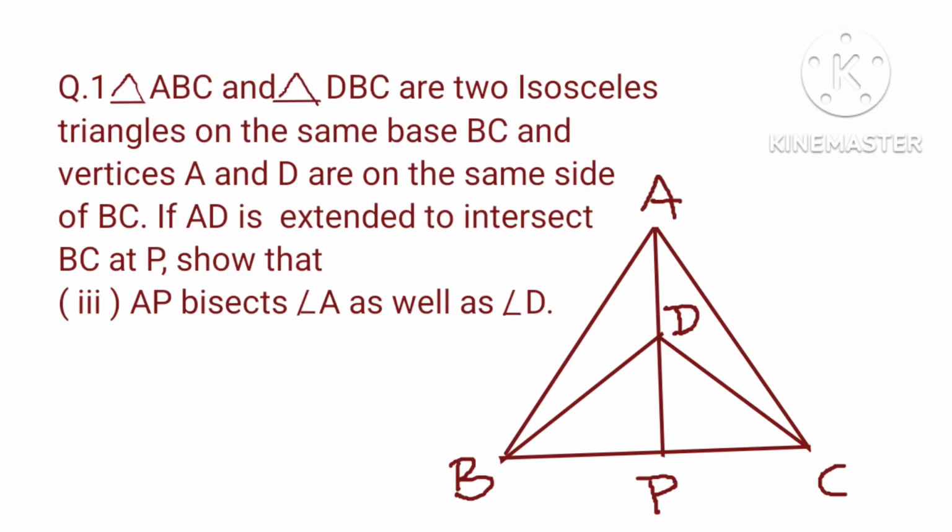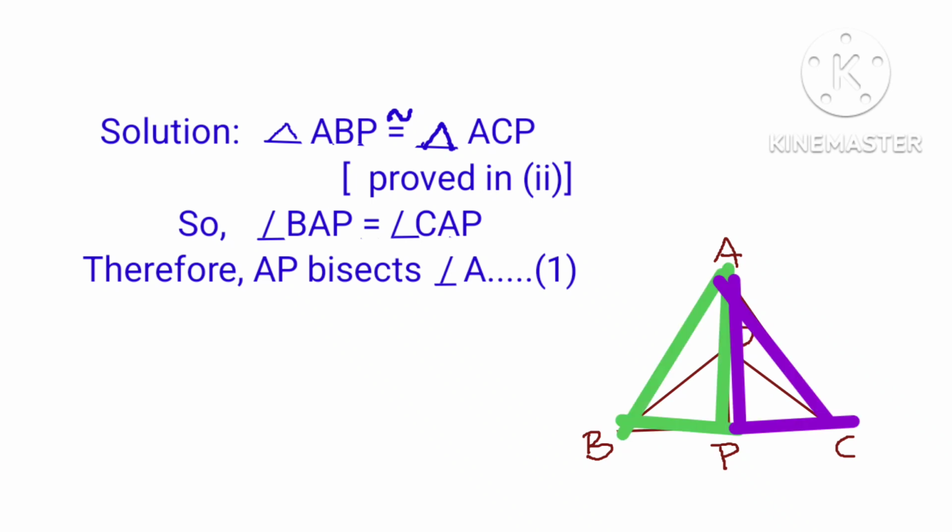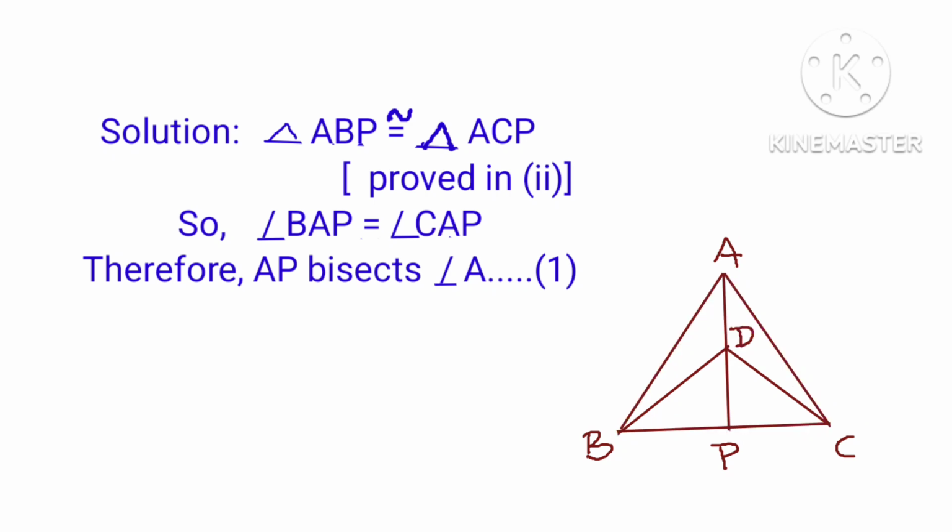Now the third part of question number 1. Show that AP bisects angle A as well as angle D. Solution. Triangle ABP and triangle ACP are congruent. We have just proved that in the second part of this question. So angle BAP is equal to angle CAP. Therefore AP bisects angle A. This is equation number 1.